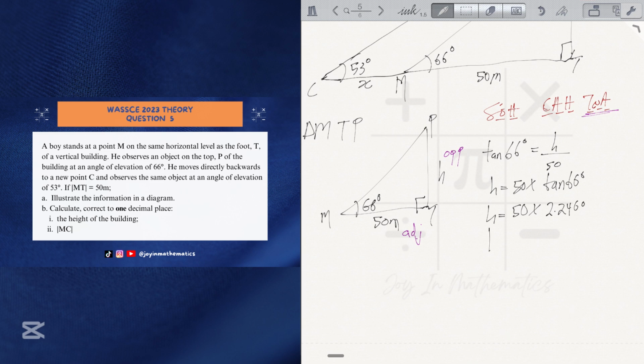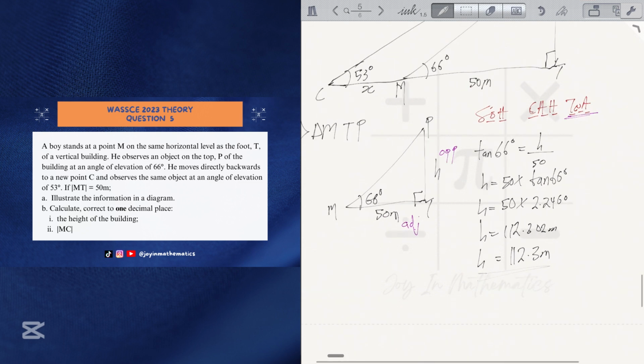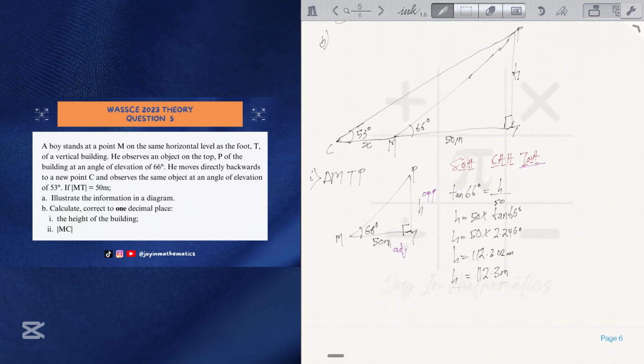Then the height H will be equal to 112.302 meters. Remember, we are correcting to one decimal place. So correcting to one decimal place, we have 112.3 meters as the height of the building. Now moving on, we want to find length MC, which is X.